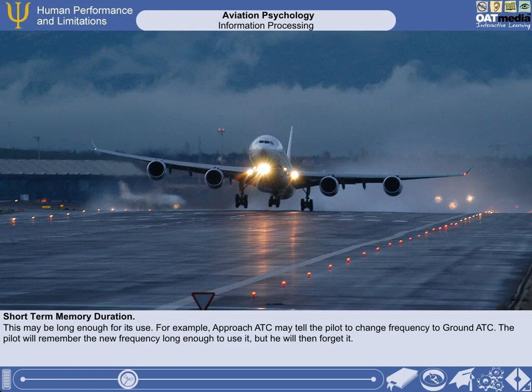For example, approach air traffic control may tell the pilot to change frequency to ground air traffic control. "Ground is on 121.9. Lufthansa 411." The pilot will remember the new frequency long enough to use it, but he will then forget it.